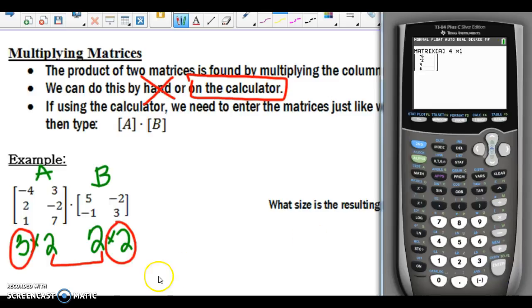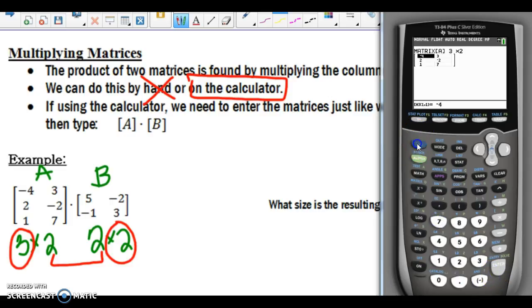And we said over here that this is a 3 by 2 matrix. So we're going to change that to 3, enter, 2, enter, so that it creates a 3 by 2. And then put in your entries, -4, 3, 2, -2, 1, 7, and make sure you hit enter after every one so that it advances you to the next spot. And you have to hit enter to lock them in.